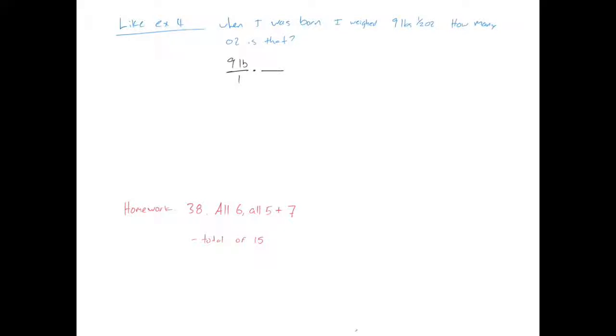One more example. When I was born, I weighed 9 pounds and a half ounce. How many ounces is that? Well, let's notice that unit of measure is in two parts. There's 9 pounds and a half ounce. This half ounce is already in the ounces that I want. So all I'm going to do is convert that 9 pounds and then add on the half ounce that I have there at the end.